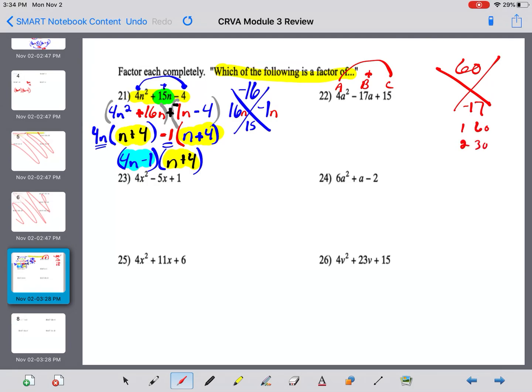1 and 60, 2 and 30. And by the way, there's factor sheets, factors of 1 through 100, that if you really struggle making these, you could download. But it's a good skill to have.